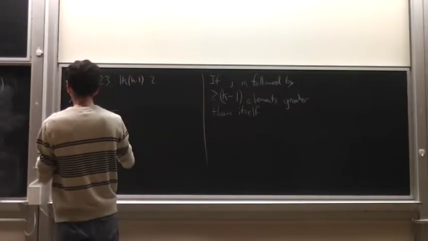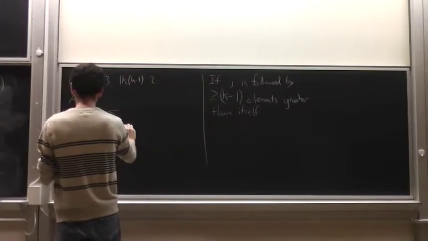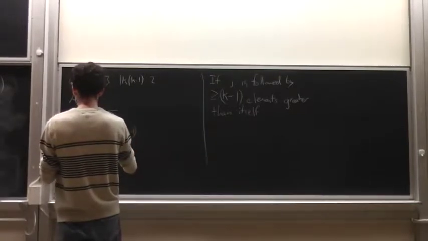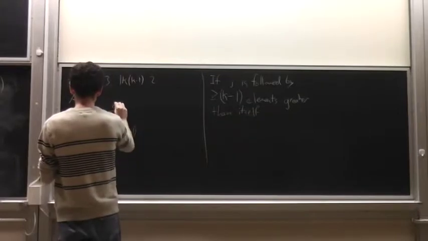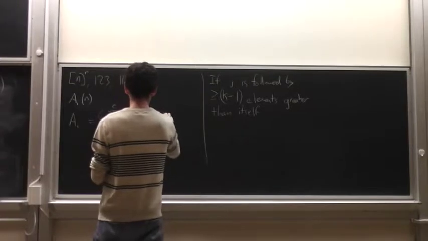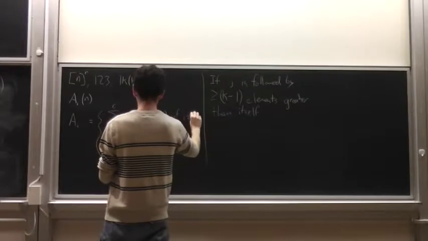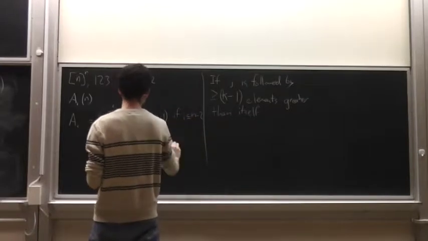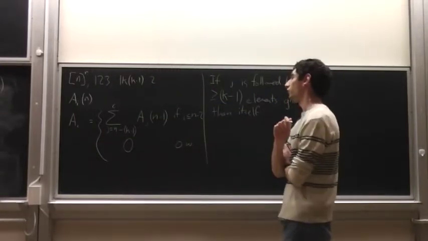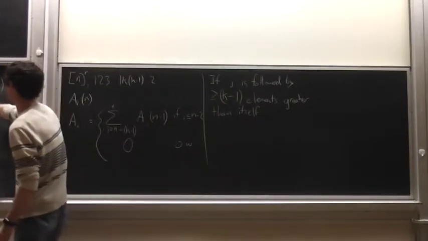So I'm going to have the sum from j equals n minus k minus 1 to i of a_j of n minus 1 if i is less than or equal to n minus 2 and 0 otherwise. All right, so let's think for a second about why this is true. Well, this looks a lot like the recurrence I had over here.